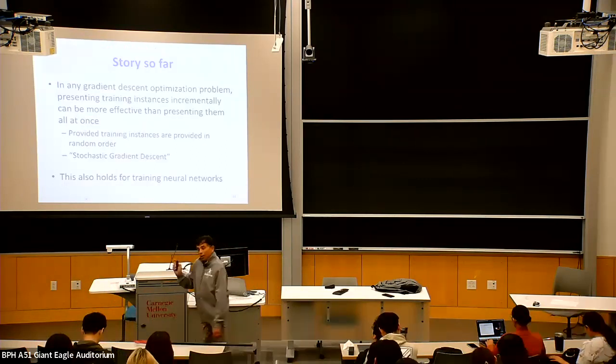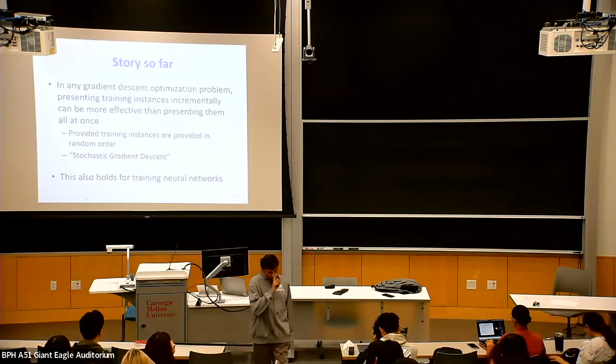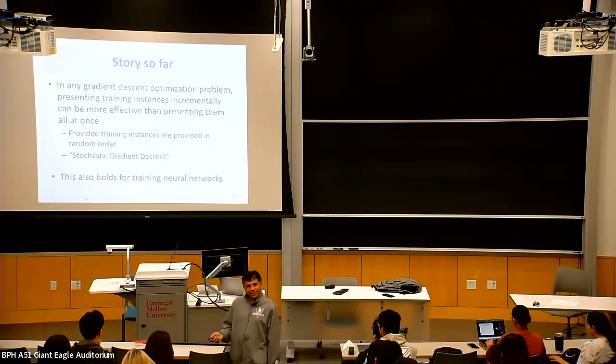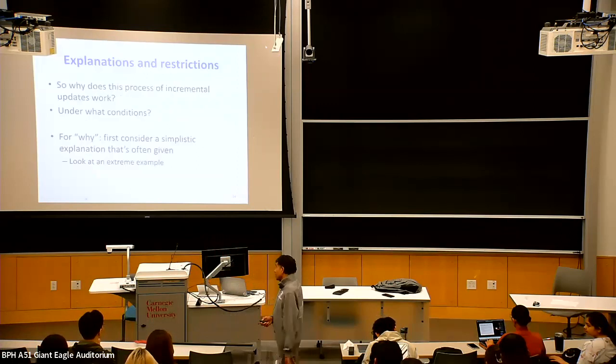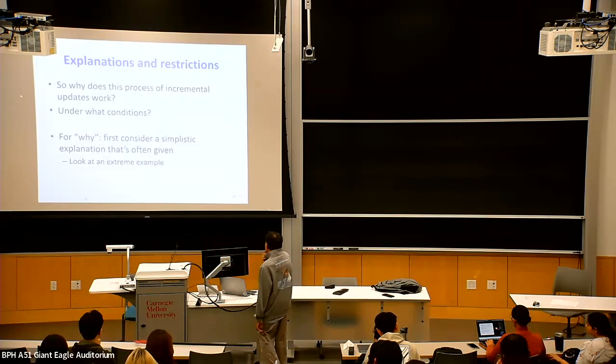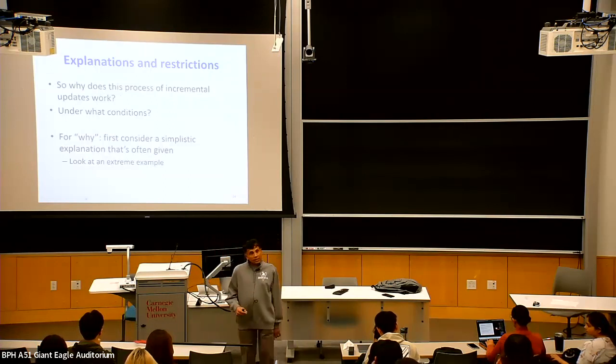And so we call this stochastic gradient descent. Why would we call it stochastic gradient descent? You're randomizing the order in which you pass through the data. Therefore, it's stochastic. It needs to be stochastic for it to work, right? Now, why would this process of incremental update work, and under what conditions?